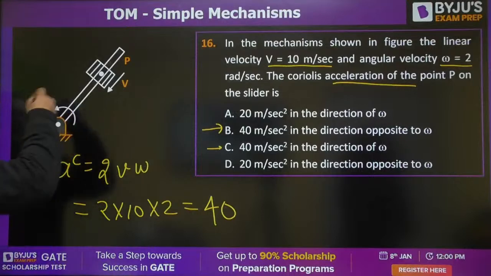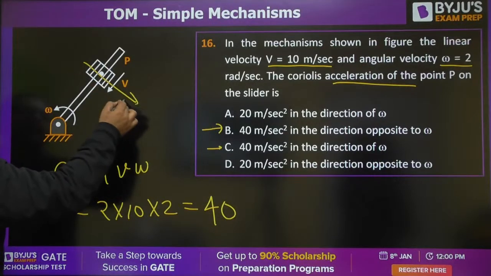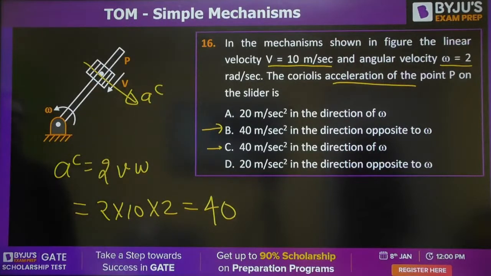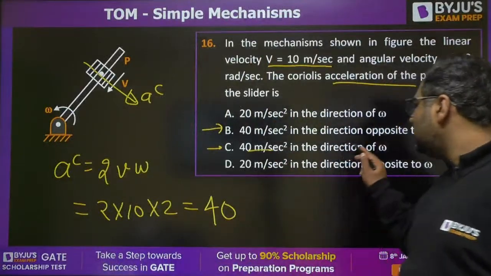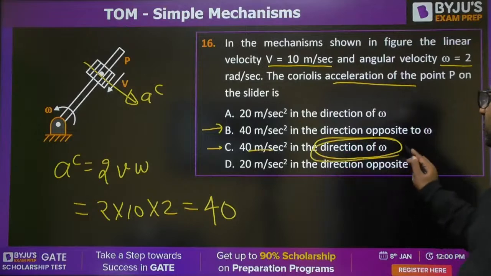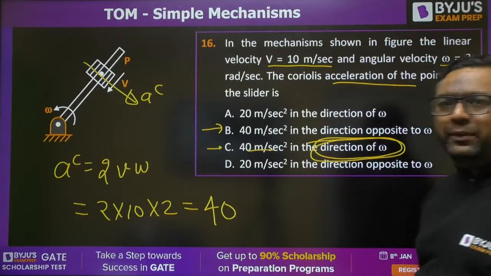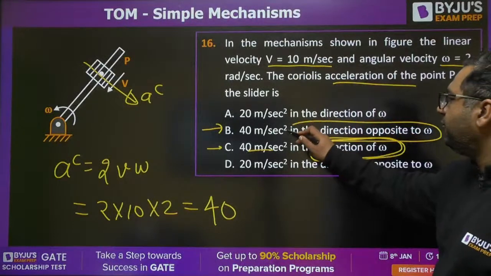Then my dear, this is omega. Omega is anticlockwise. So this is the velocity. Anticlockwise will be this. This is the direction of Coriolis. So anticlockwise, when we are going to say the 40 meter per second square, we are getting it by rotating it in the direction of omega. Okay, so the answer would be B or C, in the direction opposite to omega.